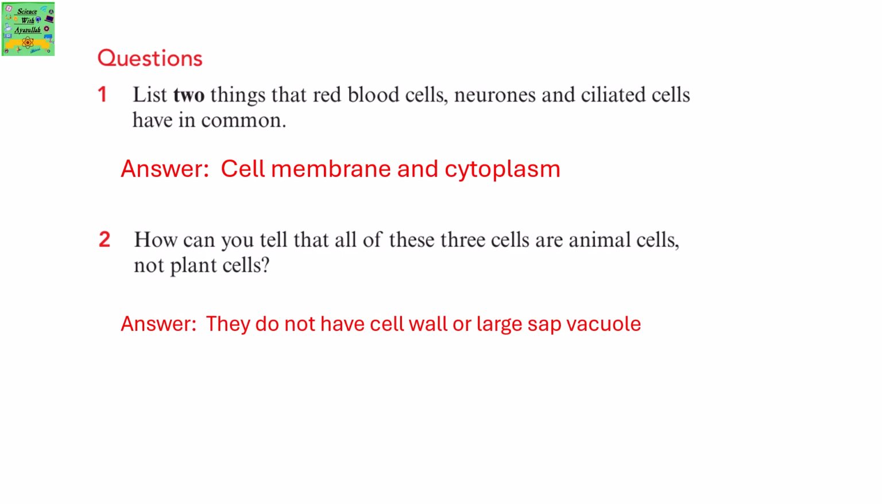List two things that red blood cells, neurons, and ciliated cells have in common. Answer: a cell membrane and cytoplasm. How can you tell that all of these three cells are animal cells and not plant cells? They do not have a cell wall or a sap vacuole.